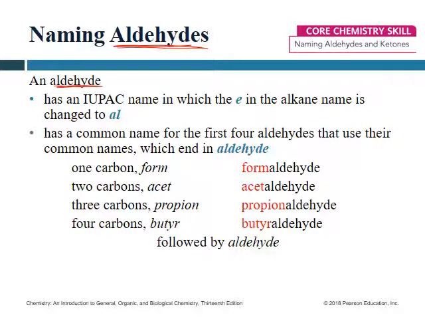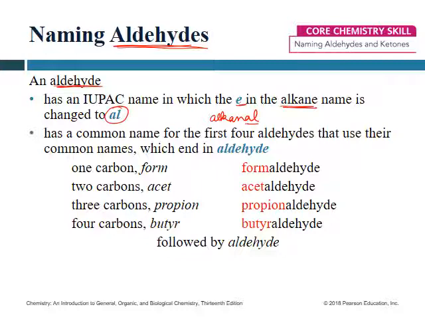For aldehydes, you basically write the name of the alkane and replace the E of the alkane with AL at the end. So it's going to be alkanal. You replace the E with AL. Whenever you see AL at the end, that is an example of an aldehyde. This is the IUPAC name.